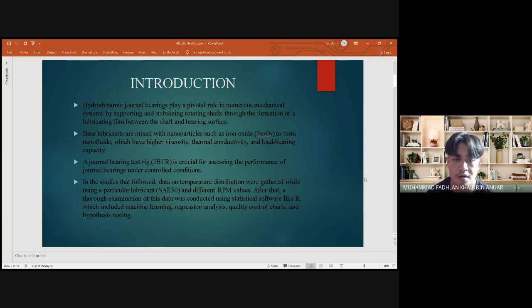After that, the examination of this data was conducted using statistical software like R, which included machine learning, regression analysis, quality control, hypothesis testing, and more. The results provided true insight into the performance of nanofluids in hydrodynamic journal bearings and were displayed using graphs, tables, and figures.